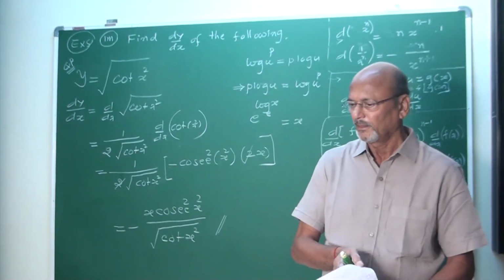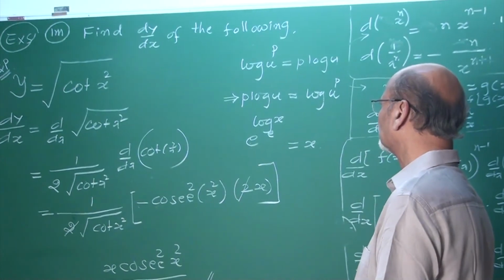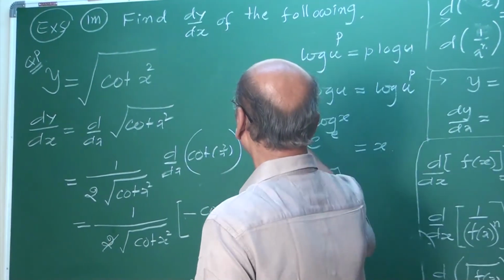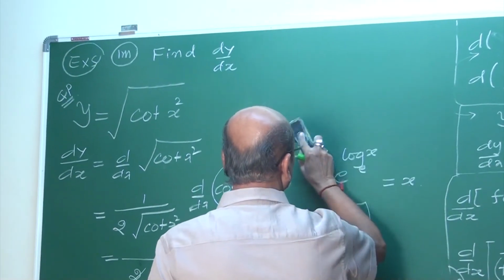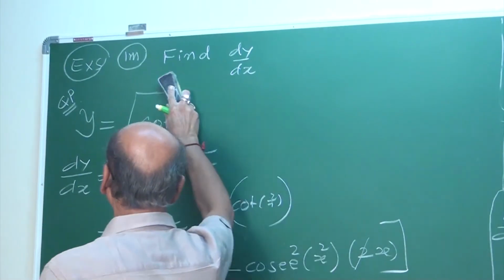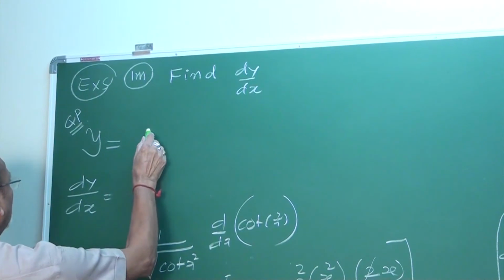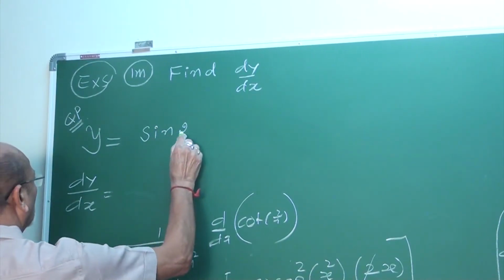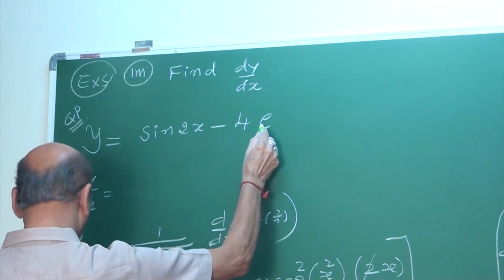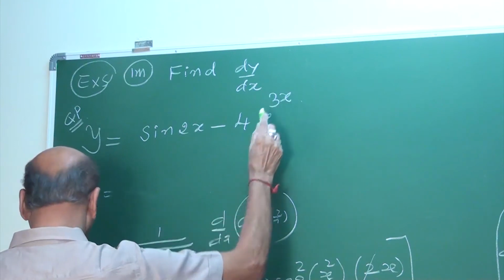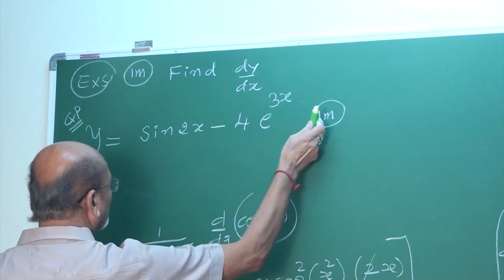Friend, find dy by dx. I hope you copied this. Find dy by dx if y equals sine 2x minus 4 into e to the power 3x. A very simple example, just constructed by the examiner. One mark question paper example.